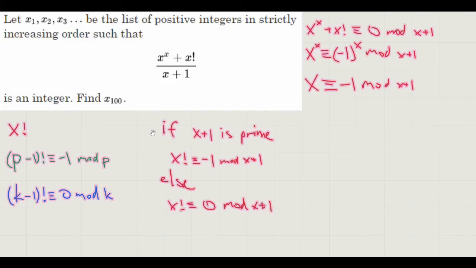We can clearly see that if x + 1 is composite, then since x! is congruent to 0 mod x + 1, to have x^x + x! congruent to 0 mod x + 1, we must have x^x be congruent to 0 mod x + 1, but that's not possible. Therefore, we must have x + 1 be prime. When this happens, x! is congruent to -1 mod x + 1. So we want x^x to be congruent to positive 1 mod x + 1. Therefore, x is even.